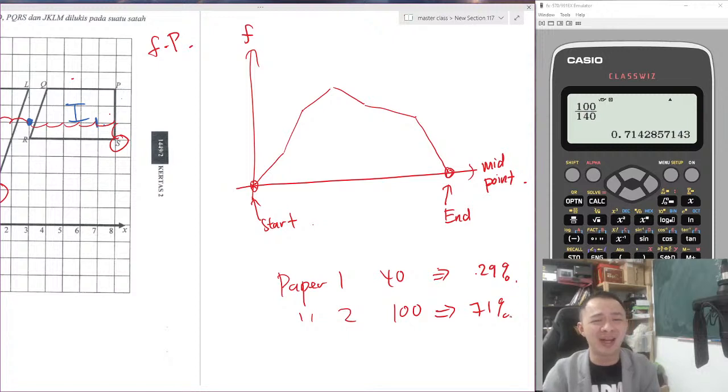Because for question 1, I believe you have very limited time. A question is about 2 to 3 minutes only. So you want to make sure you do it really fast.